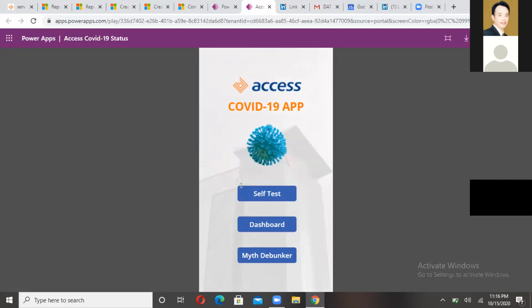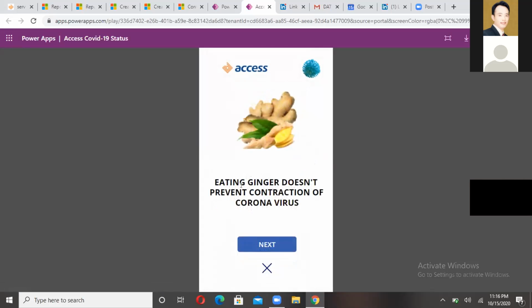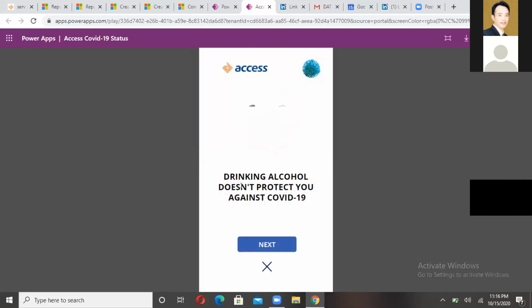And I also had the myth busters. Exposing yourself to sun. We had a couple of myth busters. Eating ginger doesn't prevent contraction. In the early days of COVID, there were different news flying everywhere regarding how you can prevent COVID and a couple of other things. So this was just my way of correcting some things. Drinking alcohol does not protect you, etc. So I hope we got the gist of some of the cool stuff you can do with PowerApps.